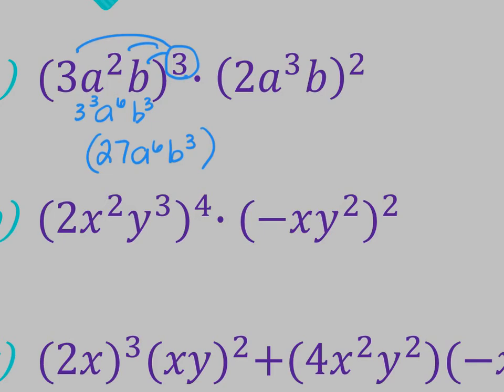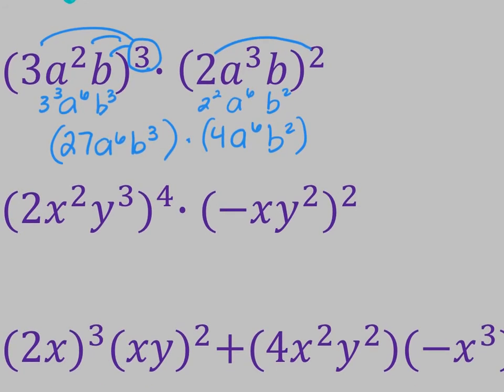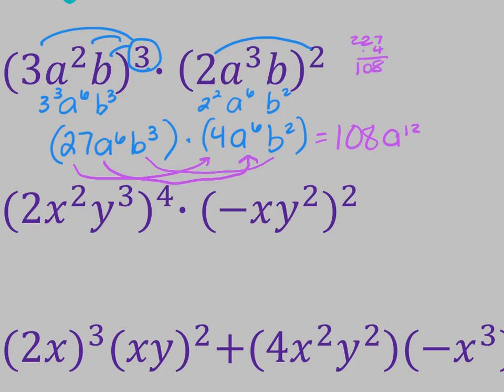Second one, again, I take care of the exponents first. 2 to the second, which becomes 4. A to the third raised to the second, which becomes A to the sixth. And B to the first raised to the second, which becomes B to the second. Now I multiply out my coefficients. So 27 times 4, 108. It's been a long time since we multiplied. A to the 6th times A to the 6th, which means A to the 12th. And B to the 3rd times B to the 2nd, which means B to the 5th.